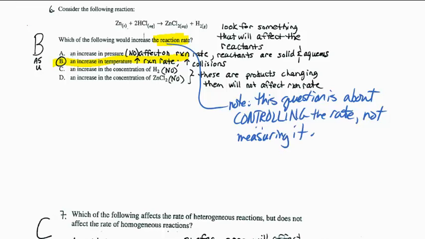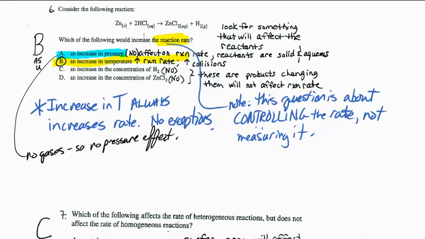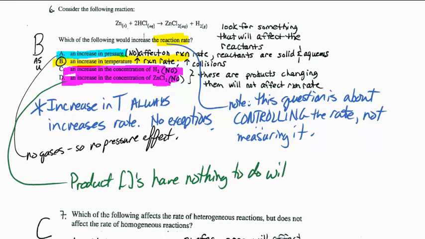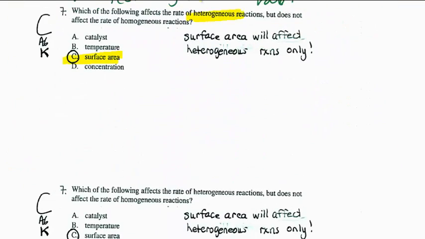In this next one, again, we're looking at rate. We're looking at controlling the rate, not measuring it. And temperature always increases the rate. There's no exceptions to this. Now, B is no good because no gases involved, no pressure changes. C and D, very important. Products have nothing to do with determining rate.